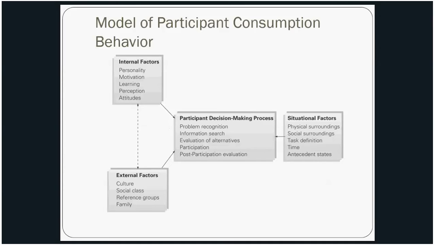So here's a list of the participant consumption behavior. We're going to look at different internal factors, at information search. We're going to look at some external factors and how they fit into those 5 different steps of the participant decision-making process: problem recognition, information search, evaluation of alternatives, participation, post-participation. We're also going to look at how situational factors impact that decision-making process.